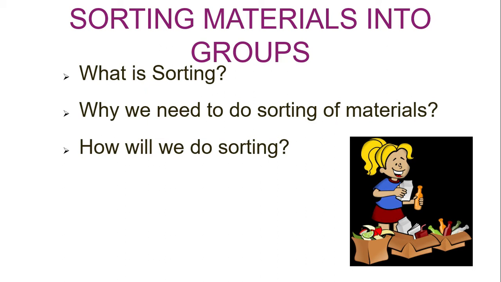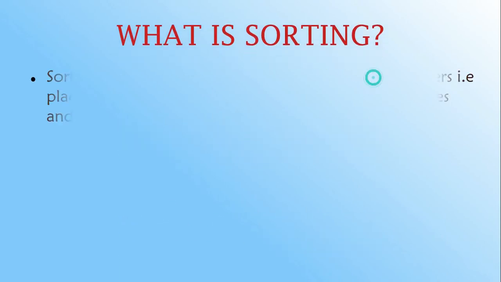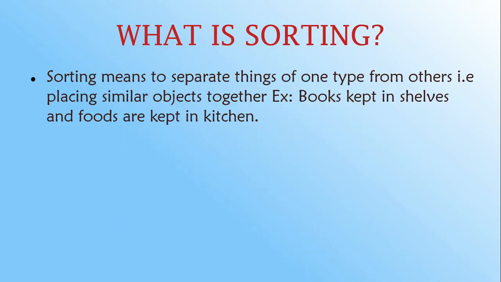Now let's come to the first question, that is, what is sorting? Sorting means to separate the things of one type from others, that is, placing similar objects together. As we have seen, books are kept in bookshelves, and food items are kept in the kitchen.